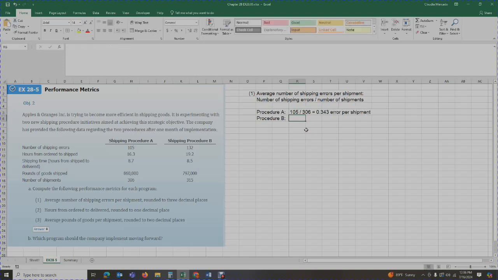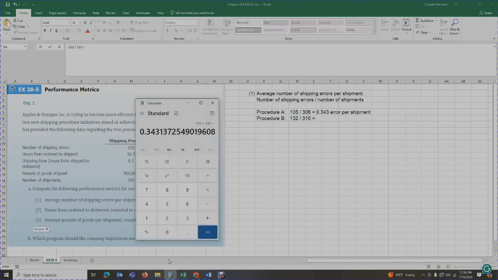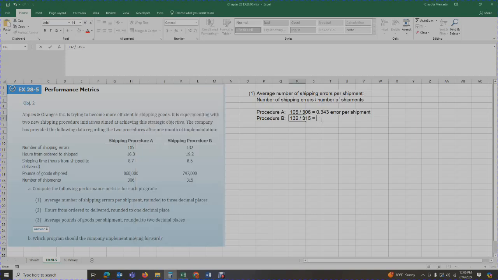We're going to do the same thing for procedure B. For procedure B, we had 132 errors divided by the number of shipments. We had 315 shipments. So let's get our calculators out. 132 errors divided by 315 shipments. That's going to give me 0.419 error per shipment.